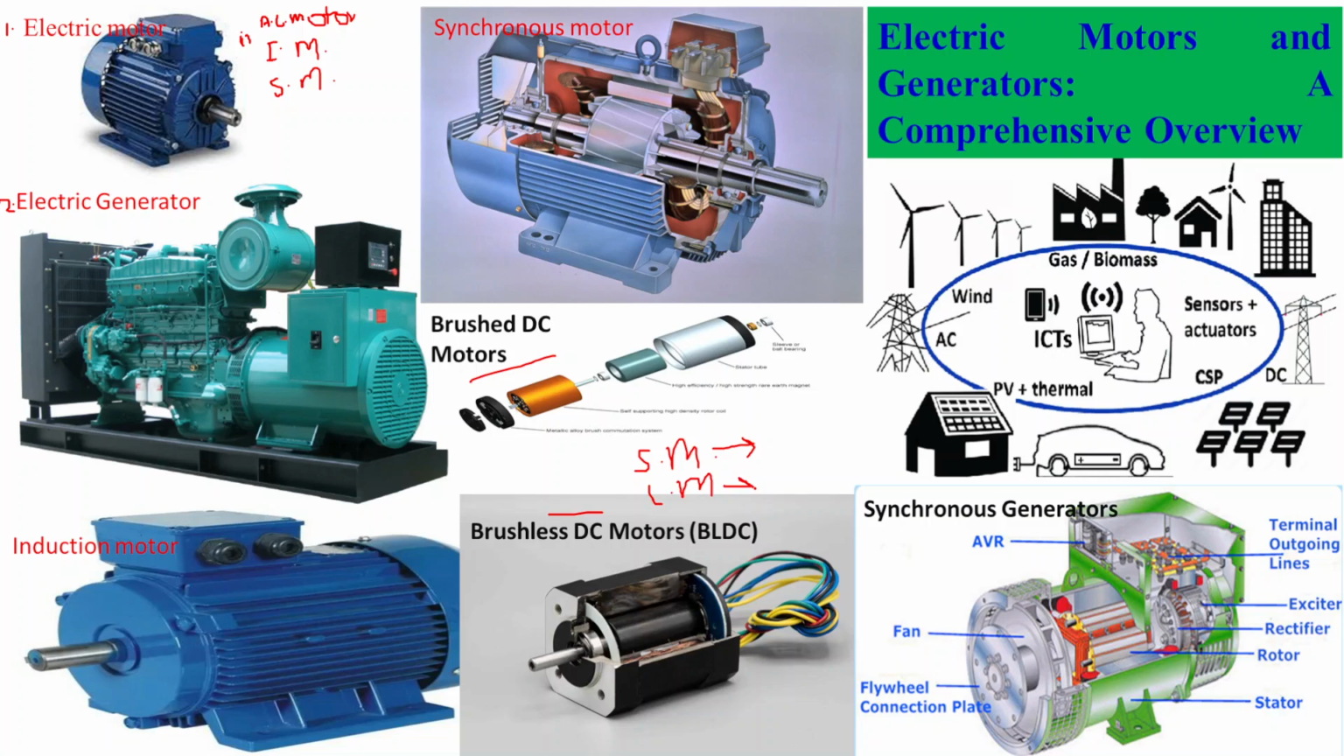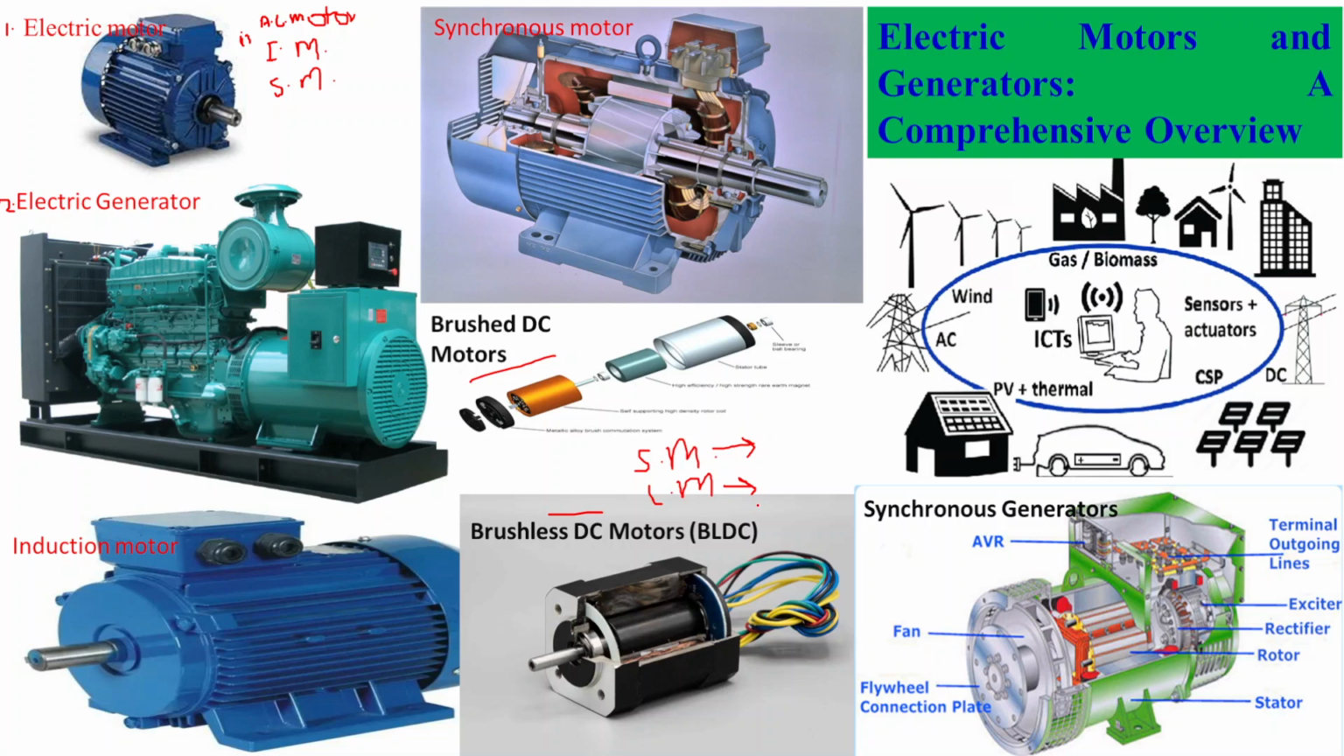Linear motors. Linear motors convert the electrical energy directly into linear motion without the need for mechanical linkage or rotary to linear conversion mechanism. They find applications in high-speed transportation systems, magnetic levitation trains, and precision positioning systems.